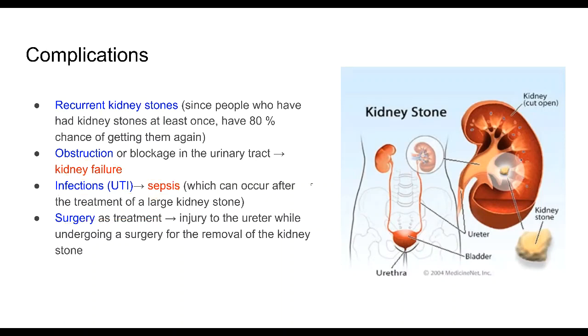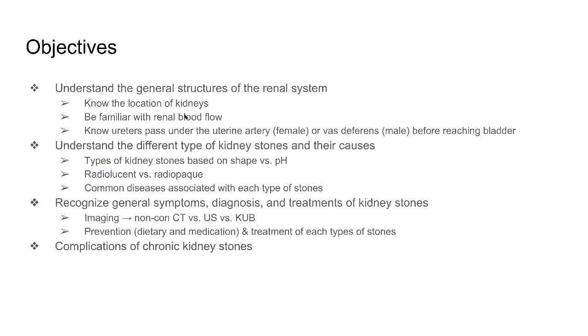So we're gonna have basically the objective. You need to know the location of the kidneys, especially on the CT scan. Sometimes they will show you pictures of an X-ray or a CT scan. You need to know where the kidneys are, and you have to know the renal blood flow. Remember the afferent and efferent. Afferent is arriving to the glomerulus, and efferent means exiting the glomerulus. And know the structures that pass on top of the ureters. The ureters pass under the uterine artery in females and the vas deferens in males before reaching the bladder. That's the thing you need to remember.